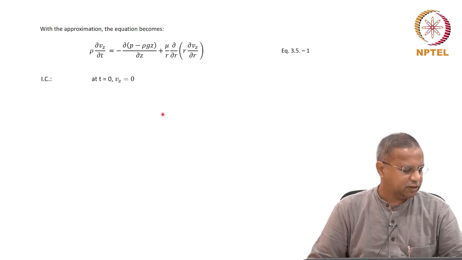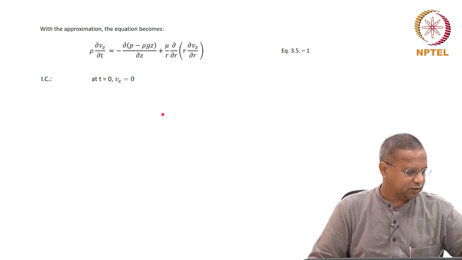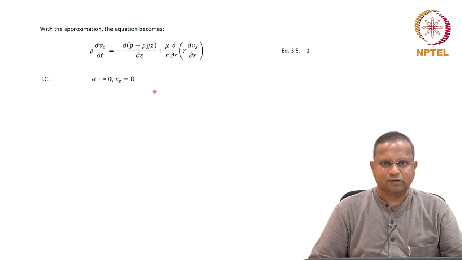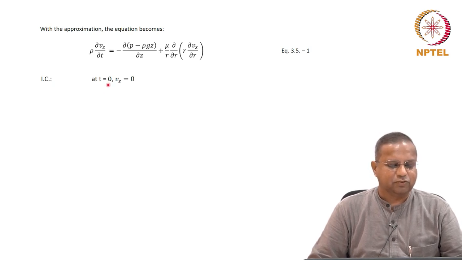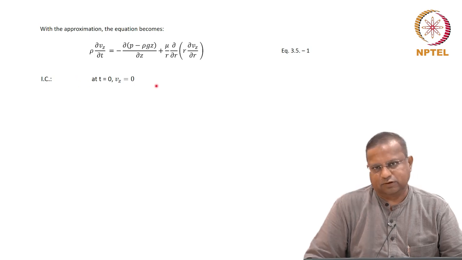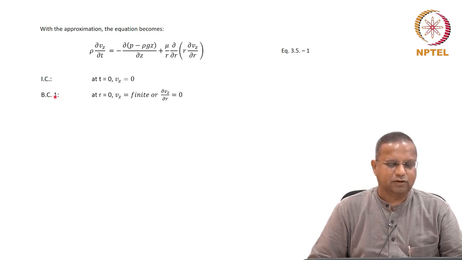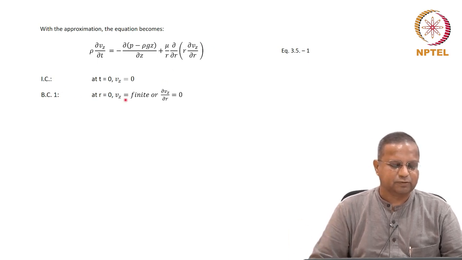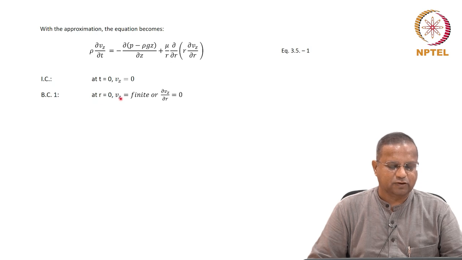And the initial condition, to see how we are doing in terms of time and in terms of tedium, I think we'll do this in two different classes. That might be better. At t equals 0, this is the initial condition, Vz equals 0, that we know. And we need two boundary conditions, second order here. So, two boundary conditions that give us space relationships. Therefore, at r equals 0, Vz is finite, or ∂Vz/∂r equals 0.